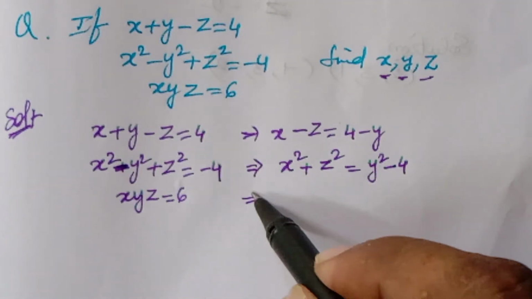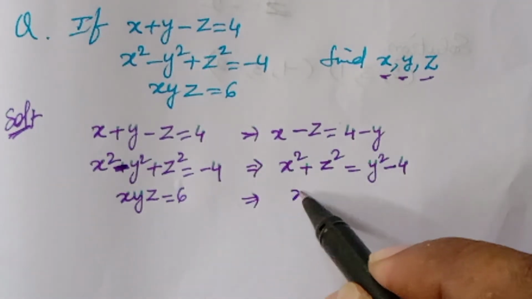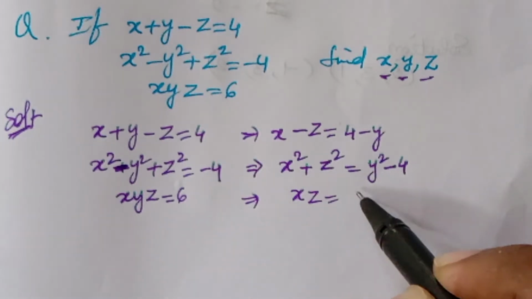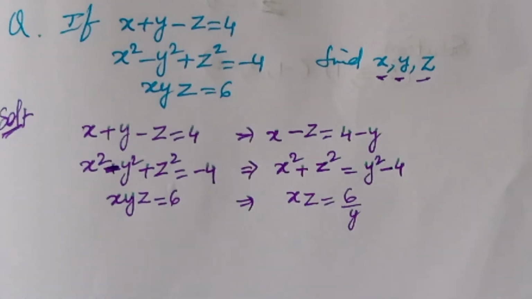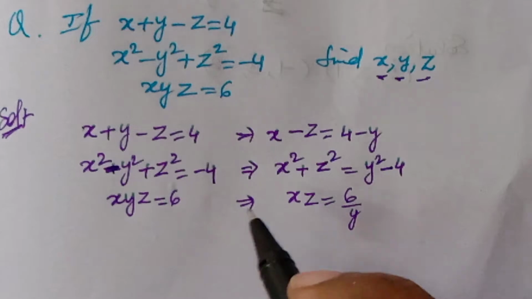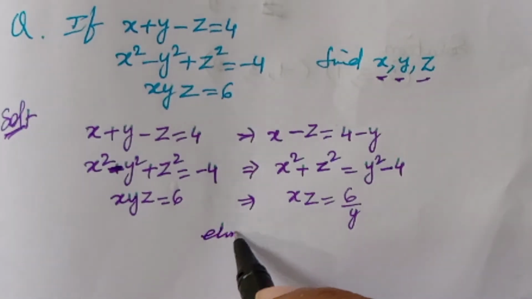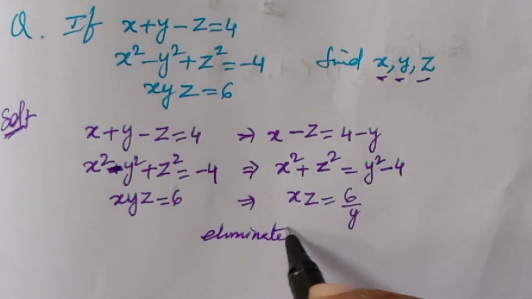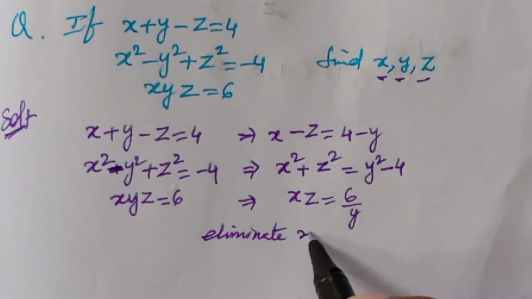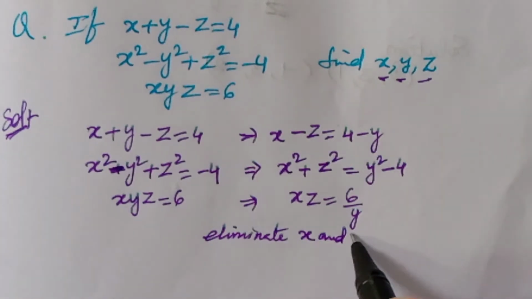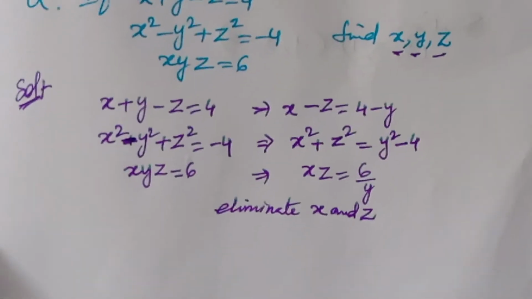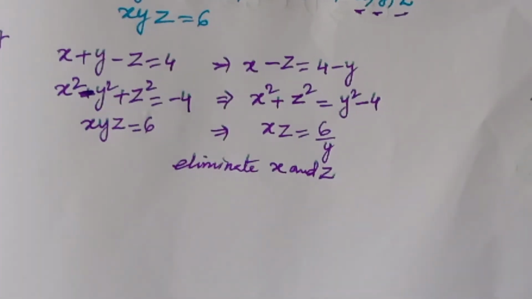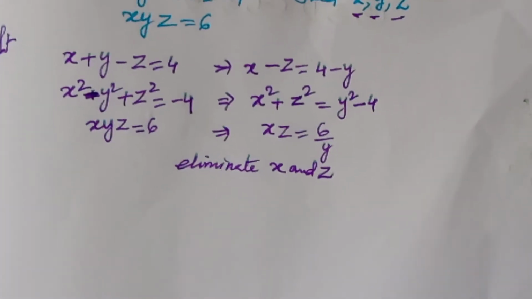xyz is 6, which means you can write it as xz is equal to 6 by y. xz is equal to 6 by y. So here our target is to eliminate x and z. For that sake we are taking one identity. So the identity, what is it?